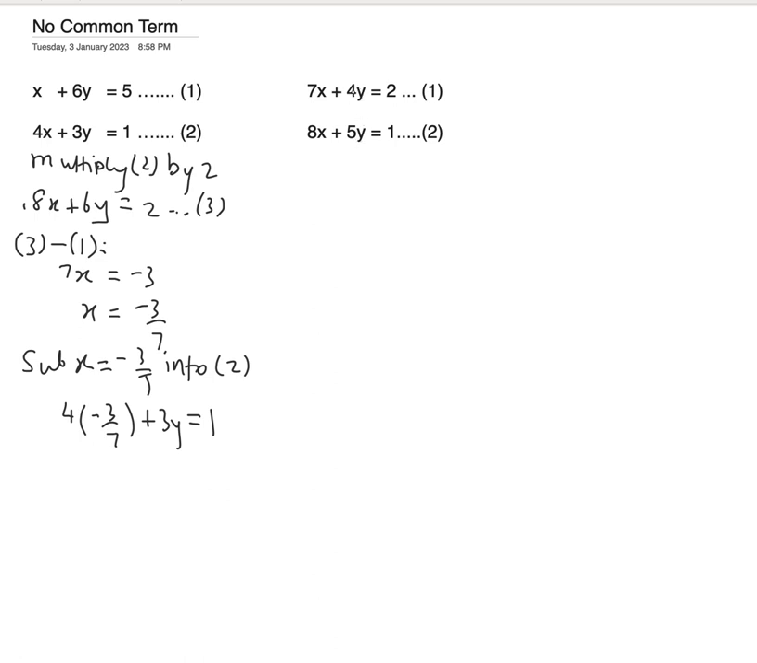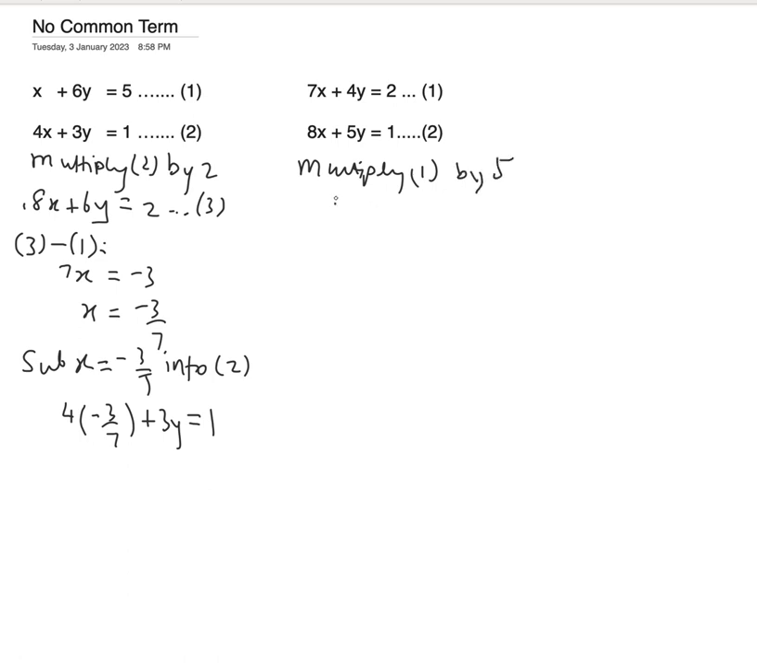To do that, we simply take the LCM of the two numbers, which is 20, and we need to create a common term in 20y for both. So for the first equation, we need to multiply equation 1 by 5.